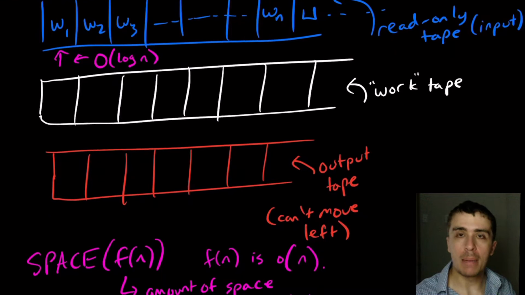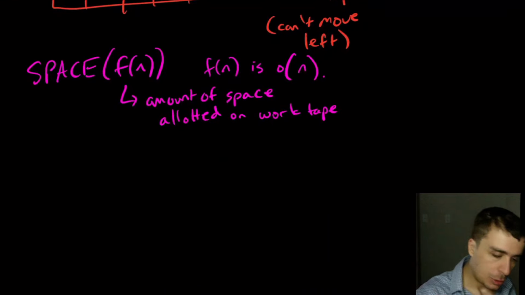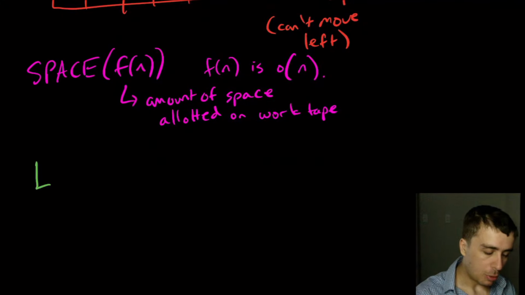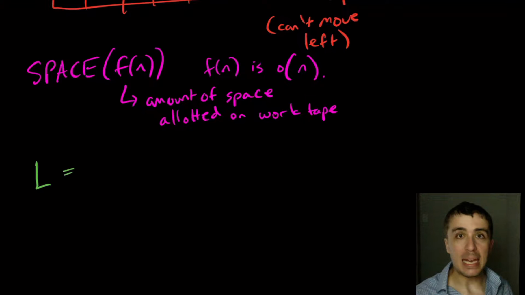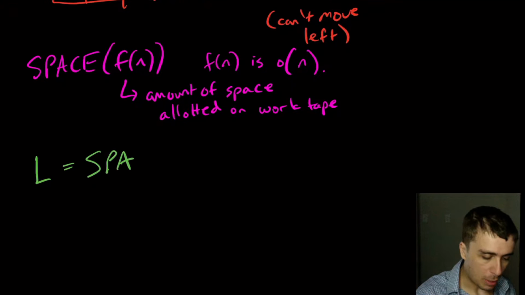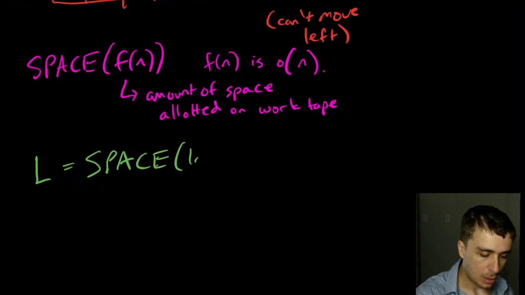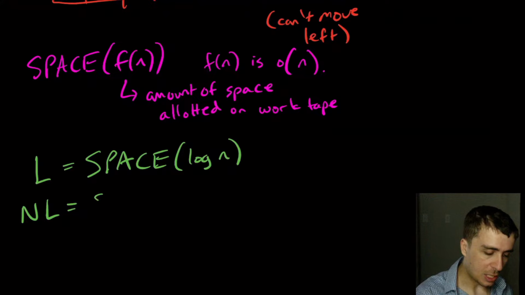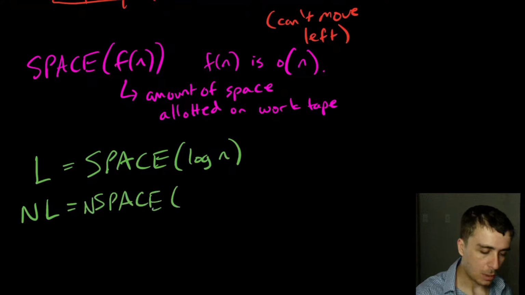So let's talk about log n. We're going to define two complexity classes here. L is going to be the set of languages where the amount of work tape is log n. Actually, define it this way: we're going to define it as space log n. And NL is going to be nspace, I should say, log n.